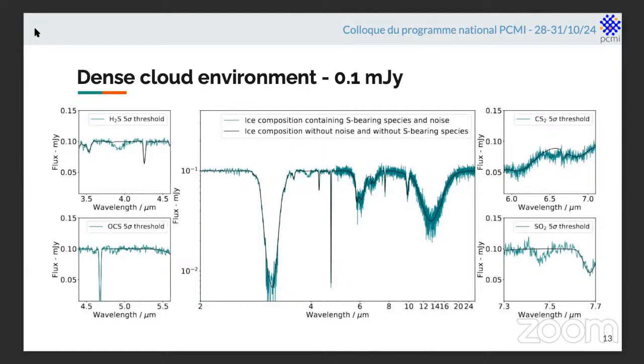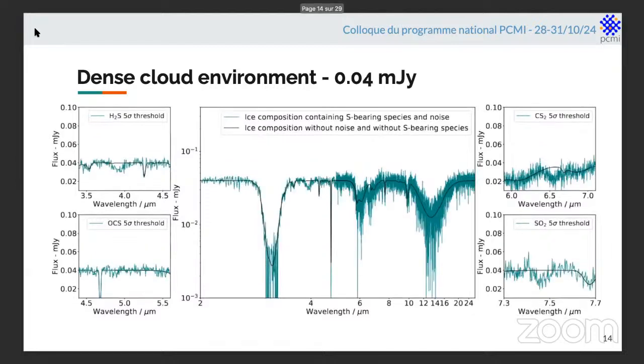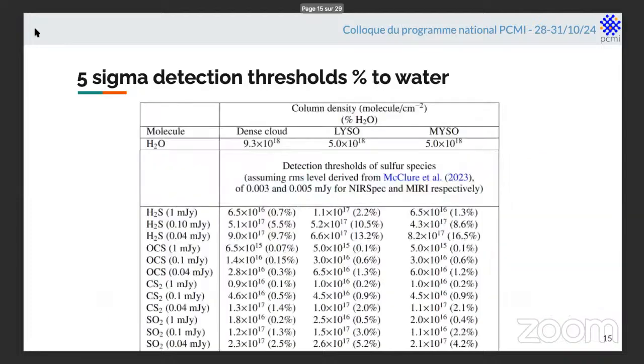And sorry, you start to see that the signal over noise ratio is decreasing, and we need a lot more column densities with respect to water to really be able to detect. I will show you the values right after. And if we go even deeper to a flux divided by 25, the signal to noise ratio becomes exponentially low, and the column densities that we need for the detection start to be higher and higher.